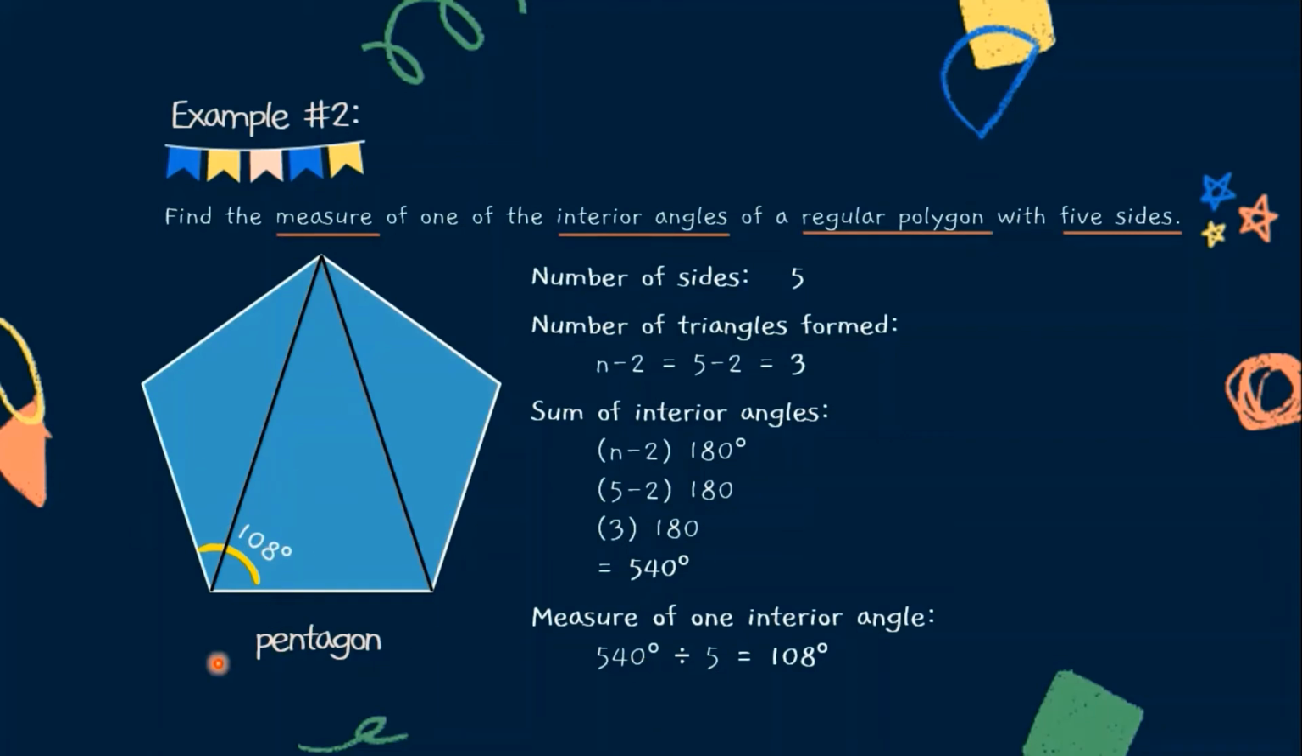Therefore, the measure of this one interior angle of a regular pentagon with 5 sides and 5 angles as well is 108 degrees. This is the most straightforward way on how we can solve this word problem. However, since interior and exterior angles have a relationship with one another in terms of its measurement, pwede rin natin isolve itong word problem na ito in another way.